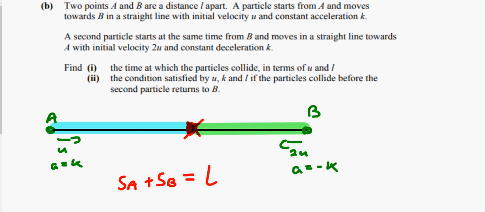Let's do UVAS for both of them. So A will do a UVAS here. And B will do a UVAS as well. In green.